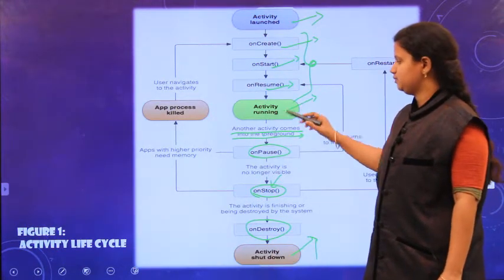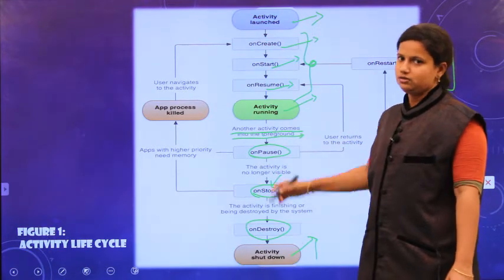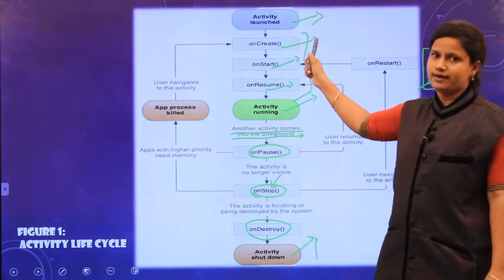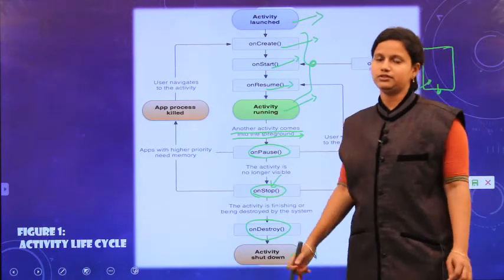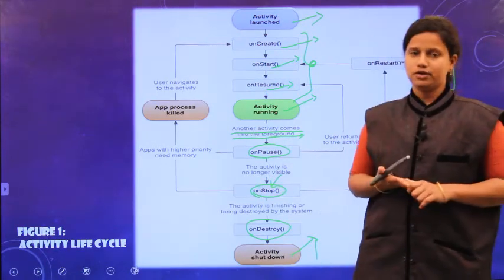So in total, these are the 6 methods covered. The first one is whenever you open your activity, it automatically calls the 3 methods: onCreate, onStart and onResume.